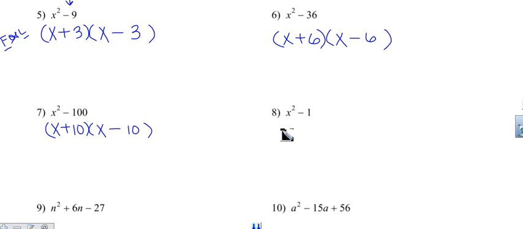On number 8, you know it's the difference of 2 squares, but a lot of times people forget that 1 fits into many categories. It's a perfect square. It's also a perfect cube. It's even perfect when it comes to being raised to the 4th power and so forth. When I split 1 or ask you what number is being squared to give you a 1, it's just itself. So the answer to number 8 is x plus 1 and x minus 1.